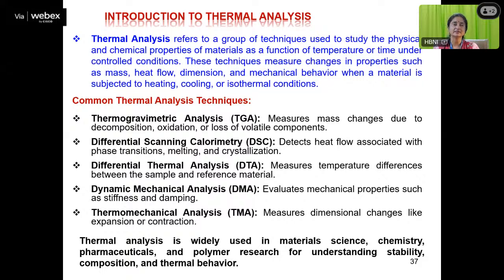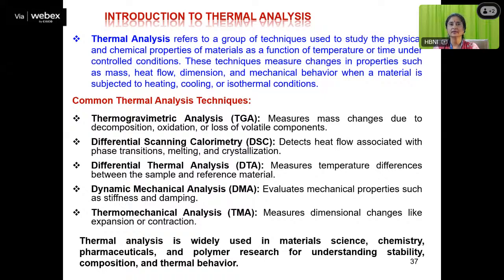Because if you heat a sample, then what will happen? Its mass will change; it can oxidize or reduce, or moisture can go. So there is a change in mass. Now heat flow, depending on its heat capacity, its dimension, and mechanical behavior when a material is subjected to heating, cooling or isothermal conditions. All these changes are being monitored and probed by the various thermal analytical techniques.